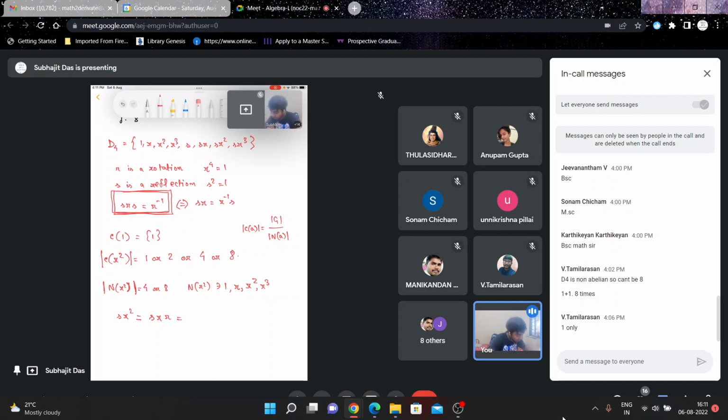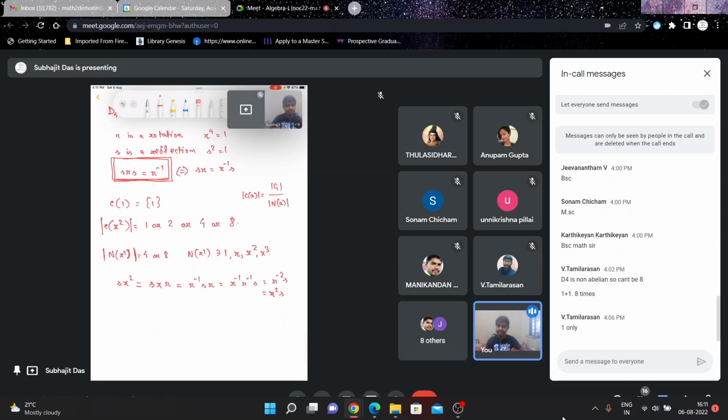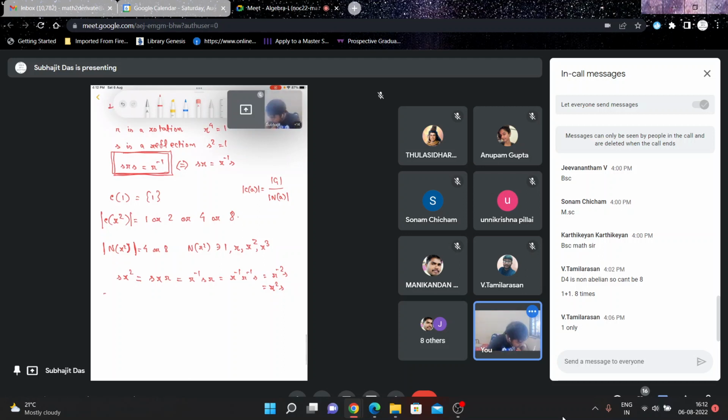So SR, and SR is R inverse S, so R inverse SR, right, which is R to the power R inverse S, that is R to the power minus 2 S, which is the same as R square S, right? So indeed we see that SR square is R square S. In other words, S commutes with R square, right? That means S is also in N of R square.